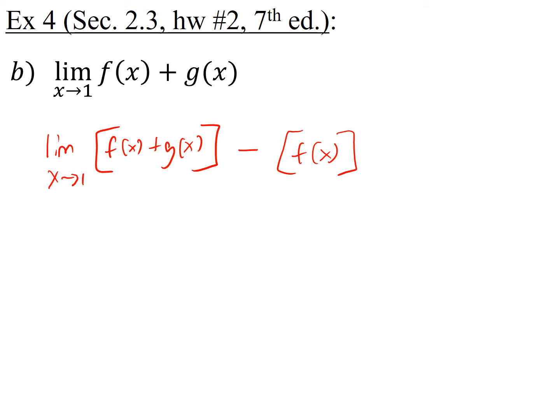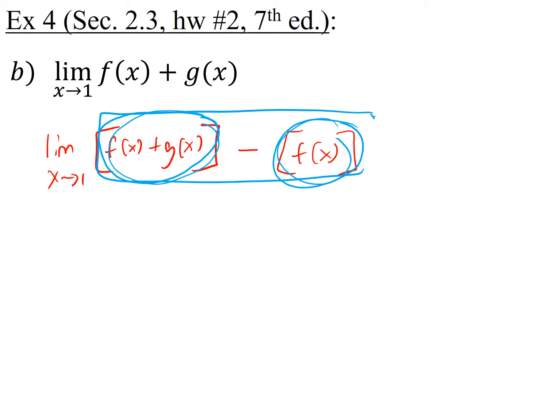So check this out. The limit as x goes to 1 of f plus g exists because we're assuming it. The limit as x goes to 1 of just f of x exists because we know it's 1 from the graph. So therefore, there's a limit law that says if you take the limit of this minus this, you can put the limit next to each one. And since each limit individually exists, this limit of this whole mess that I have here must exist.